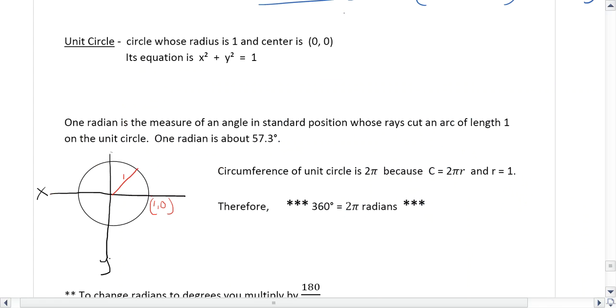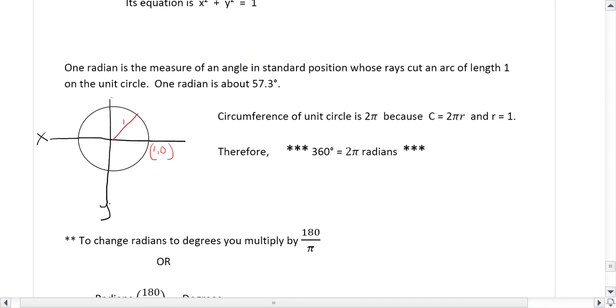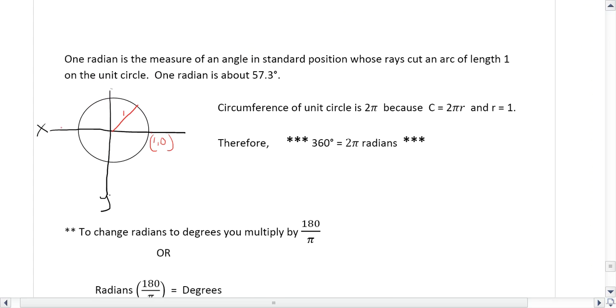The next definition is the unit circle. It is simply defined as a circle whose radius is 1 and whose center is at the origin. If you're interested, the equation is x squared plus y squared equals 1. So here's a sketch of a unit circle. I have drawn in the radius here as 1. We'll be identifying the points where the unit circle crosses the x and y axes. So this point here is (1, 0), and we'll build on that later.